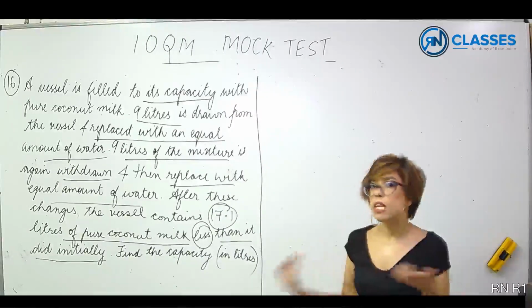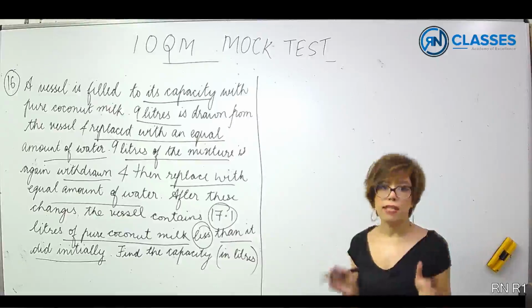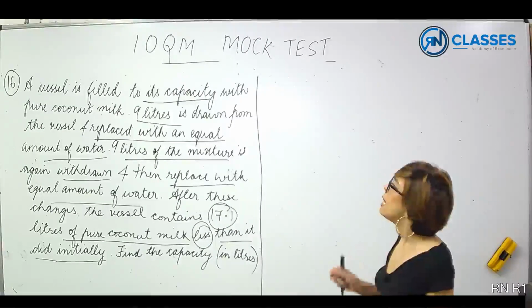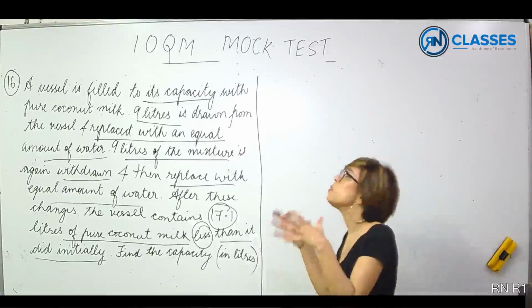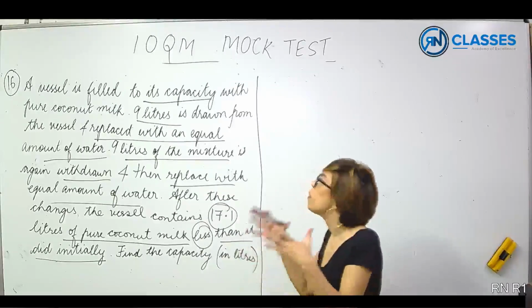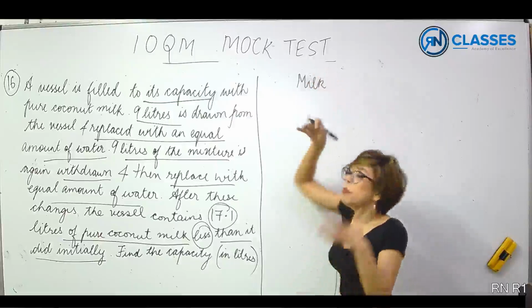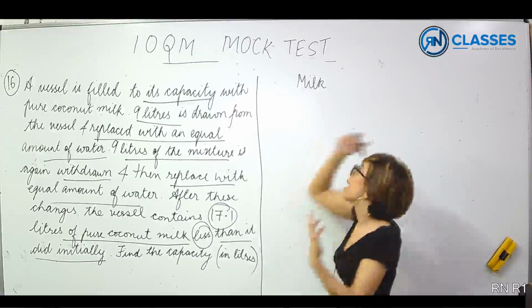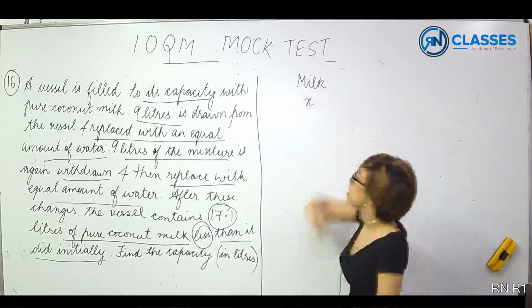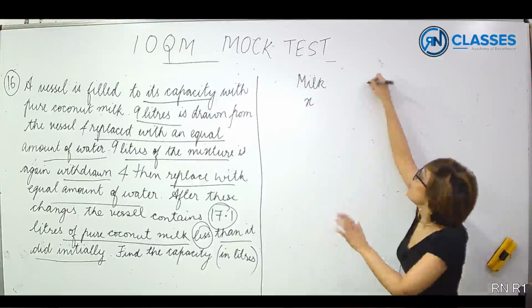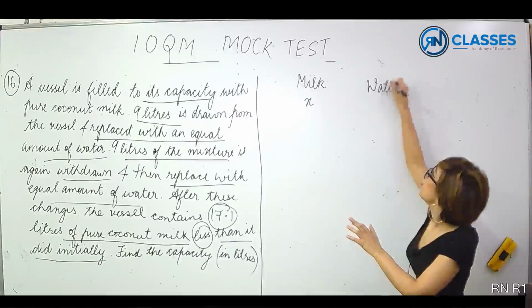Right? So, whatever I need to find out, I will suppose that to be x. Now, mind it, initially the vessel is filled to its capacity with pure coconut milk. So, initially the amount of milk would be equal to the capacity, which we have taken to be x liters. So, we have milk x liters, and initially there is no water, so 0 liters water.